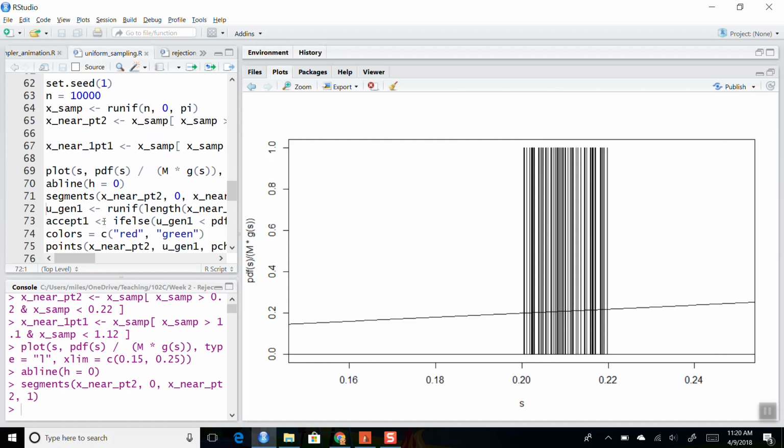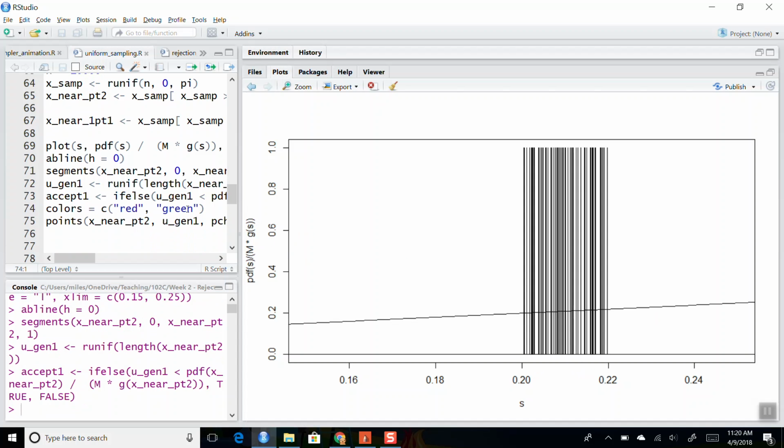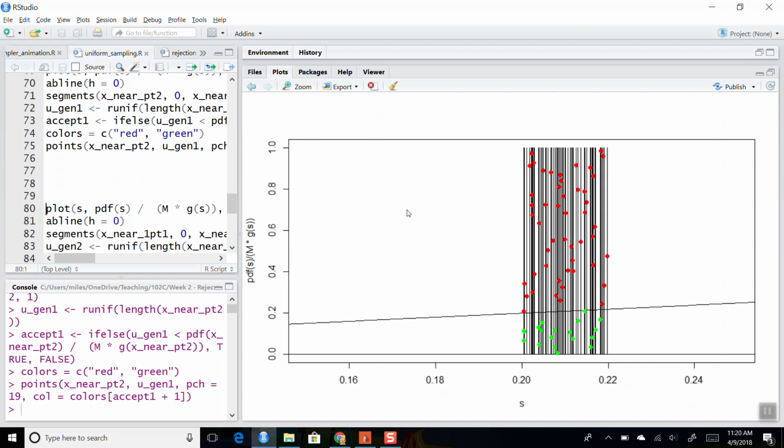So you can see I'm zooming in onto that 0.2 to 0.22 range. Here I sampled a total of 10,000 points, and I asked how many of them fell between 0.2 and 0.22, and we got something like 68. Here I generate random values between 0 and 1, and of these, how many do we accept and how many do we reject? We accept any that fall below the PDF, and we reject all the ones above. So we reject quite a few, and we don't accept that many.